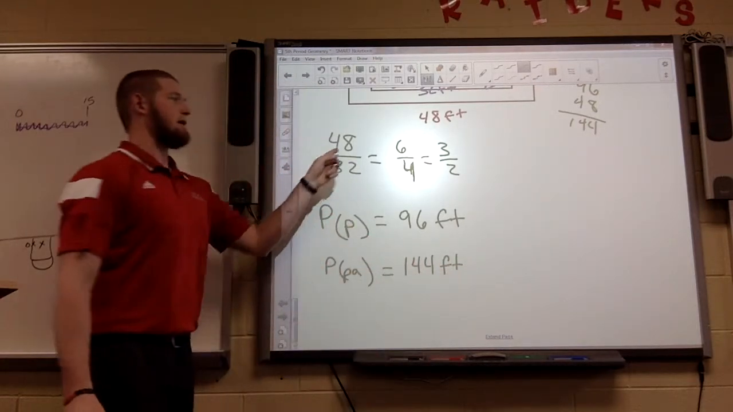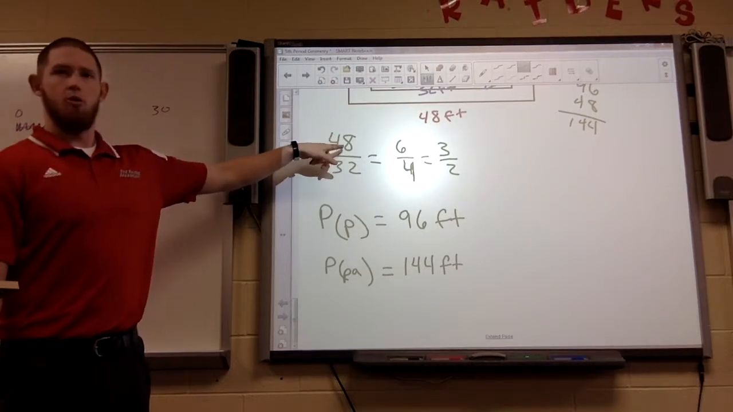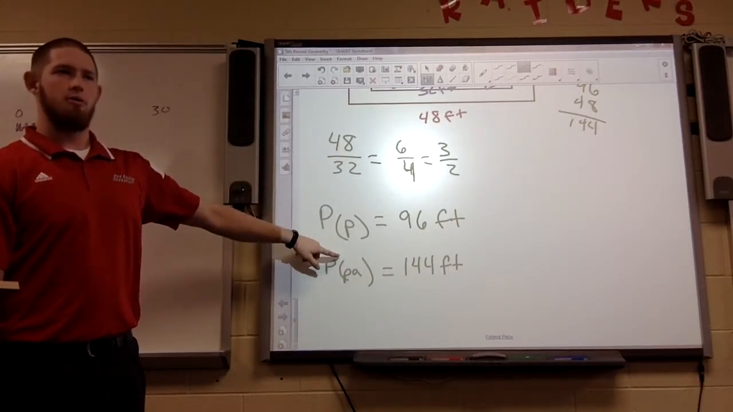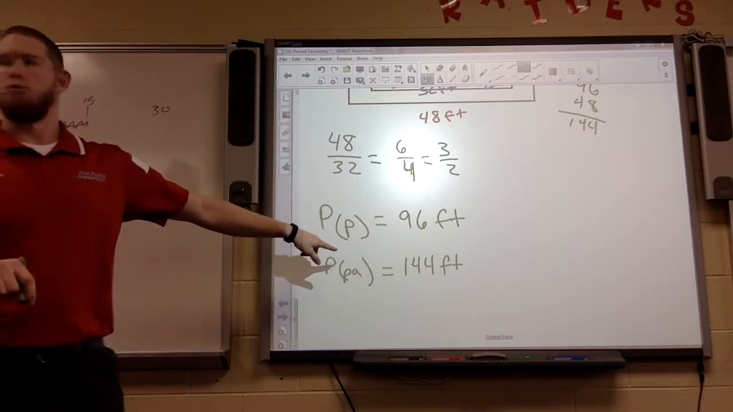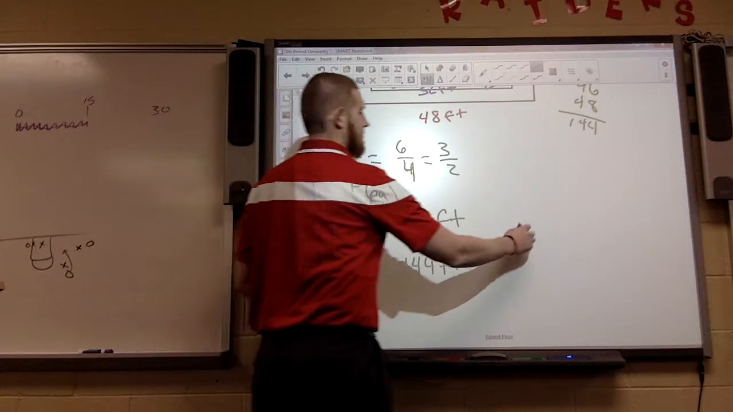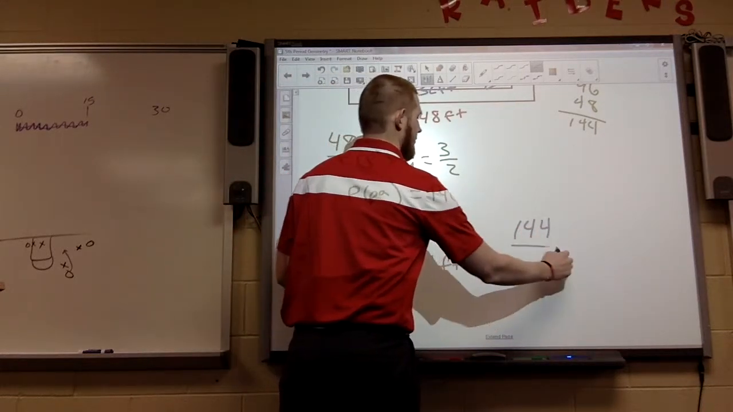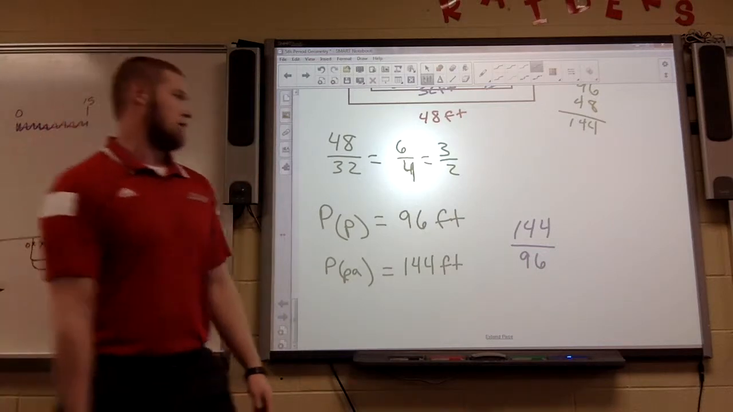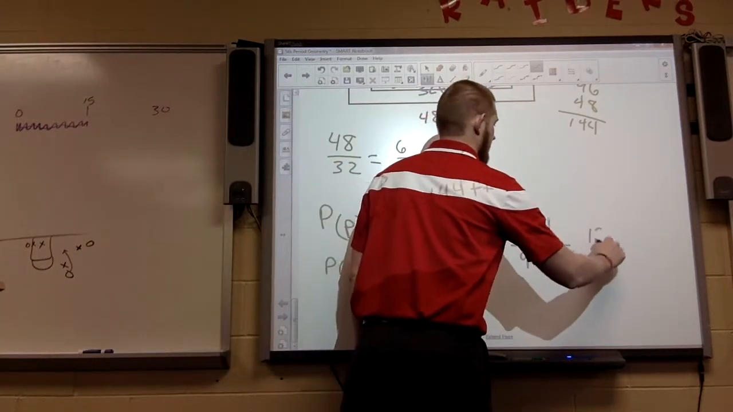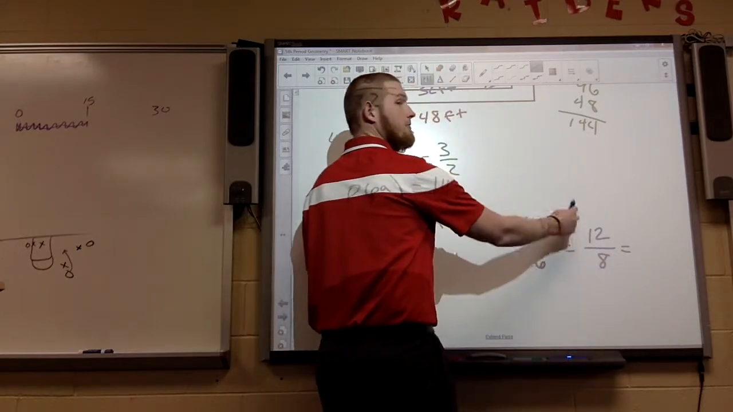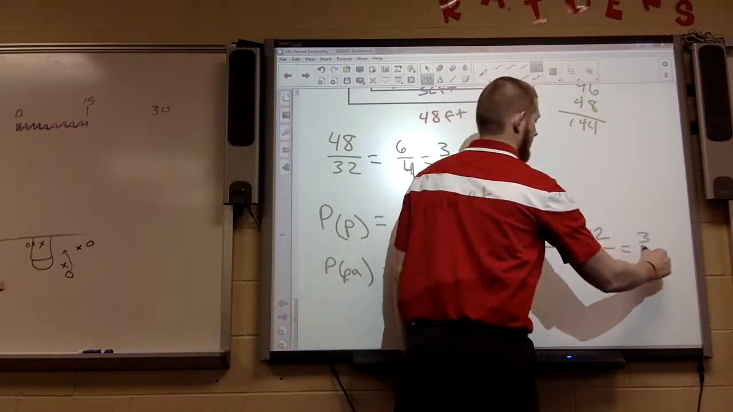Now, since we did patio to pool, do you want to do pool to patio or patio to pool? Probably patio to pool, to make sure they line up correctly, right? So I have 144 over 96. What can I take out of both of those? A 12. So this changes to 12 and 8. Take out a 4. 3 to 2.